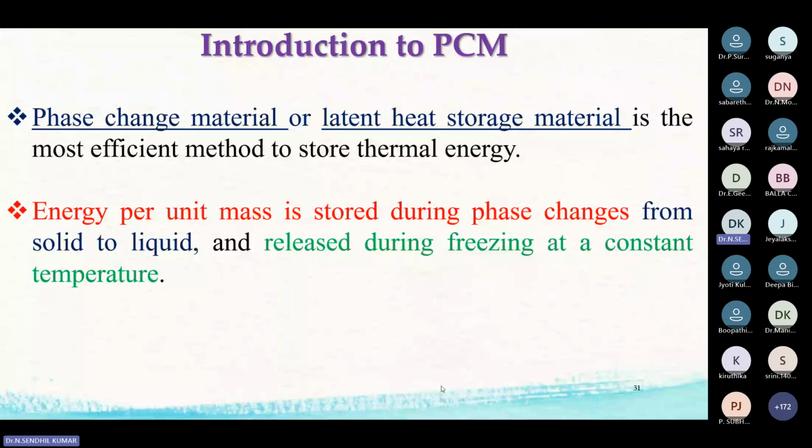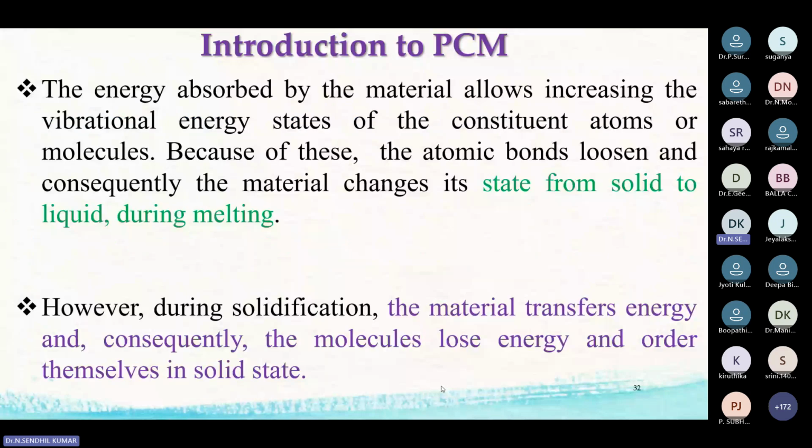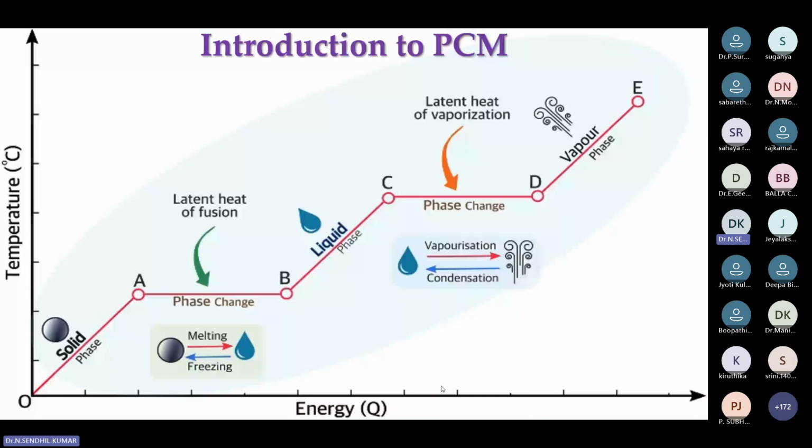How much energy per unit mass is very, very important in phase change materials. During freezing, during releasing the heat, how much heat is transferred is very important here. So the state will change from solid to liquid during melting, and again during solidification, from liquid to solid. This is the phase change. Here, in this temperature curve, as the temperature increases, the phase changes: solid to liquid up to this point, then liquid to vapor. This shows how much heat is absorbed: the latent heat of fusion and the latent heat of vaporization. How much heat is required to convert solid to liquid? This takes place at a constant temperature, which is why the curve is flat.